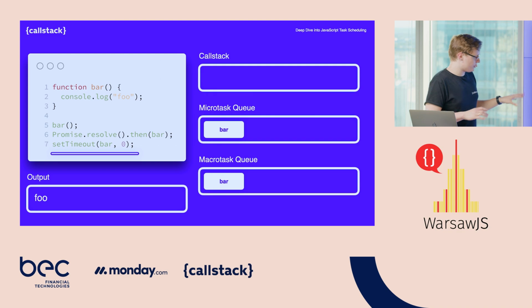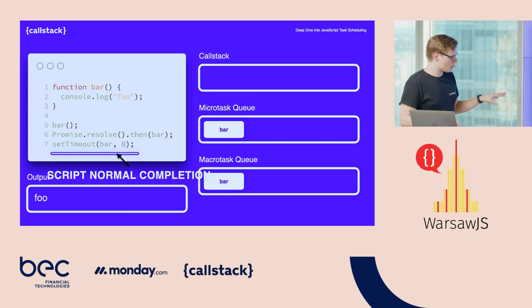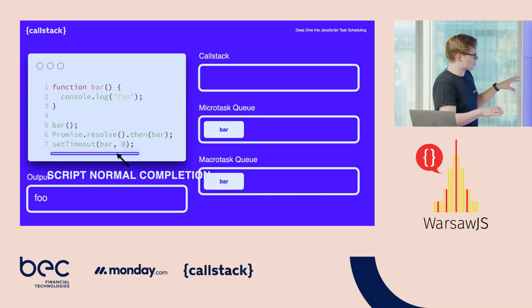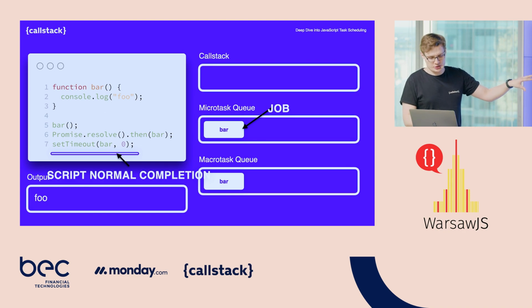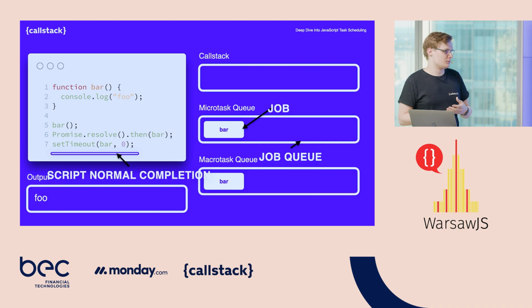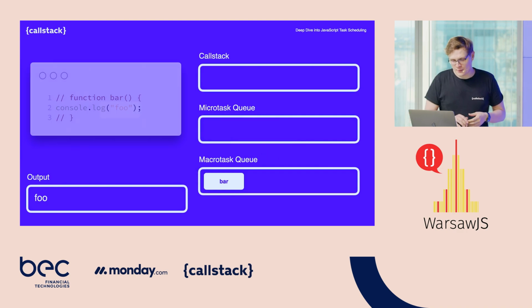Yeah, and we finish the execution of this script, and in the specification it's called script normal completion. So if you ever go read the ECMAScript specification, they call it completion. It's either success or failure completion. And this is the script that got executed by the browser. In the specification, the tasks are called jobs, and the task queues are called job queues. So you can treat a job like an abstract task, which is implemented by the browser.